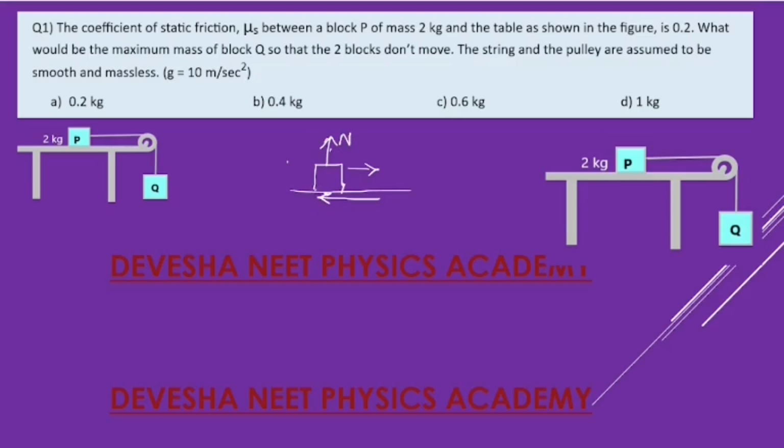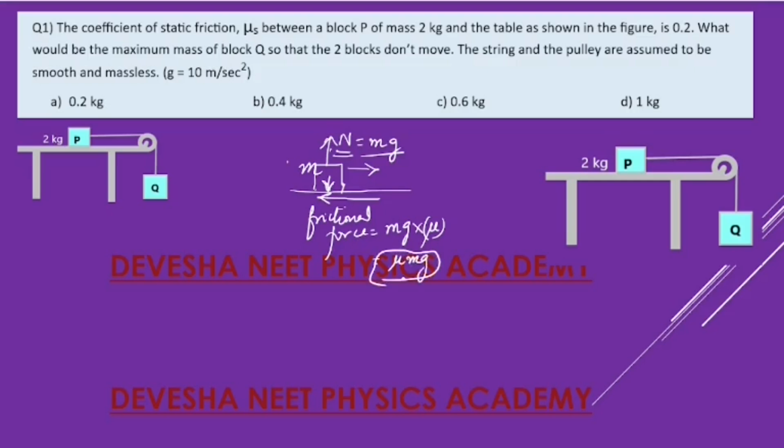What is a normal reaction? It is basically the force acting by the body on the surface. This is also equal to N for equilibrium. So if the mass of the body is M, N will be equal to mg. Then what is the frictional force in this case? Frictional force will be equal to mass into g into the coefficient of friction, which is mu. We can write it as mu mg.